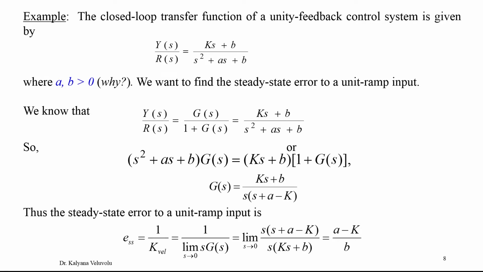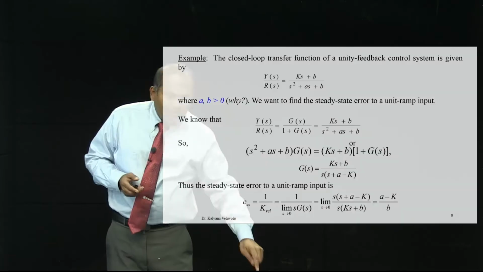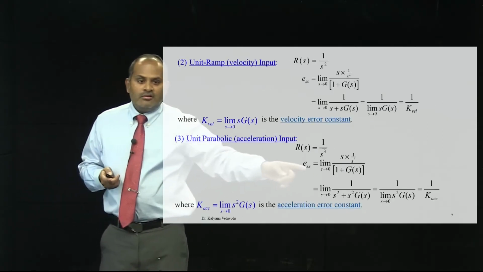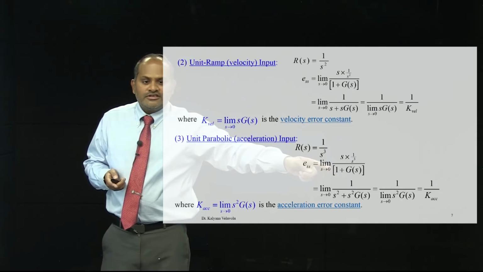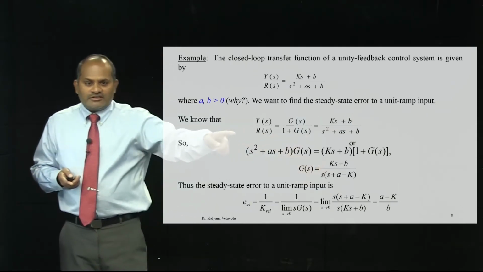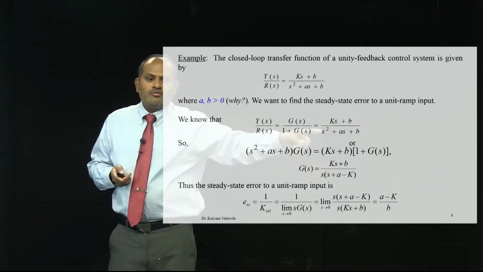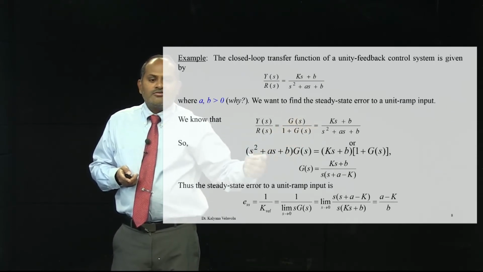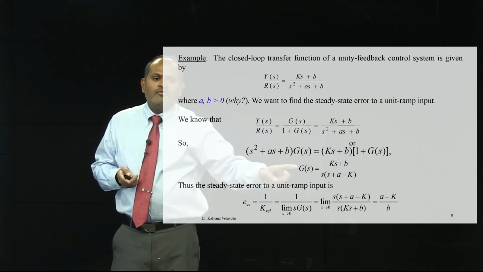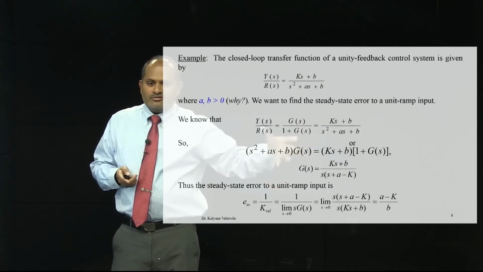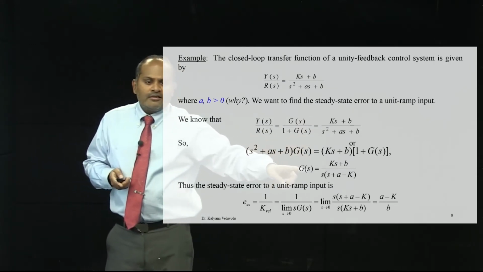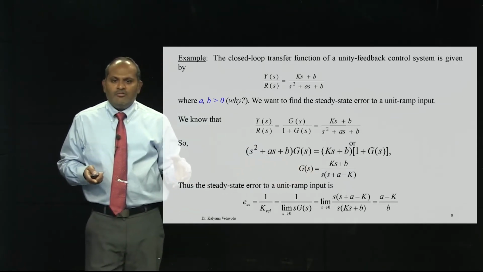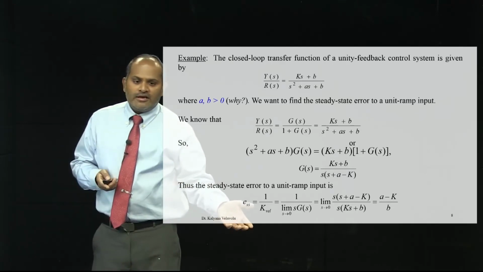Since the closed loop transfer function is given, but to find the error constant you need G(s), because the definition is for G(s). So, first compare the closed loop transfer function with G(s) by 1 plus G(s), and then you can equate the system and find what G(s) is. You can just do a simple analysis and get the expression for G(s). Once you get the G(s) expression, we can proceed to calculate the error constant.